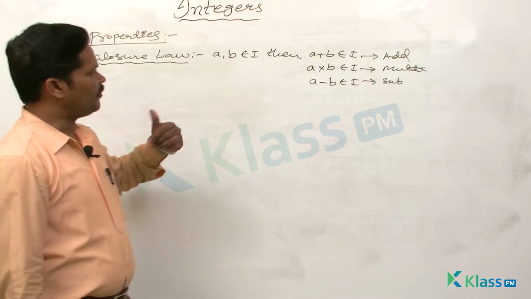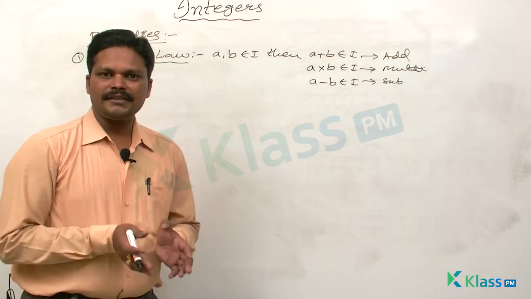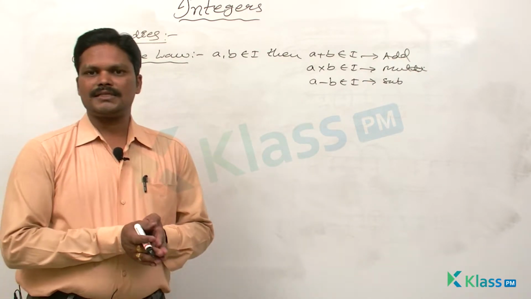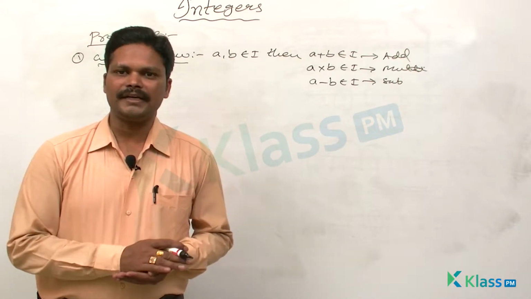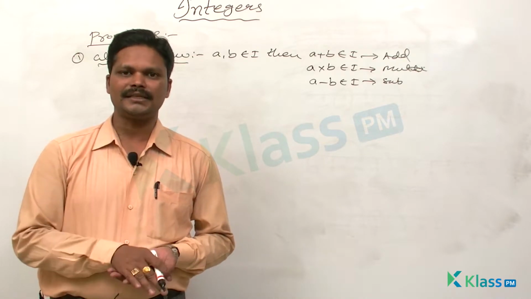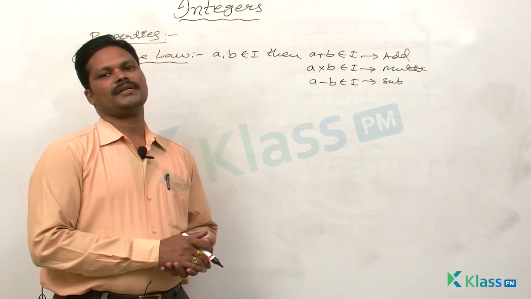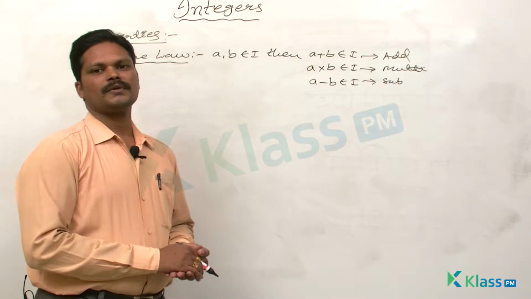If we are applying the closure property, it means that if we take two integers and add, or multiply, or divide, or subtract, and again we get an integer, then the closure property is satisfied. This is the meaning of the closure law.